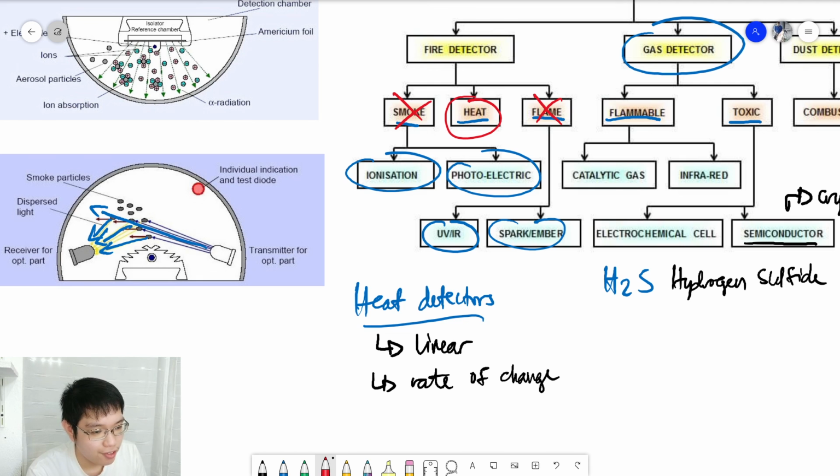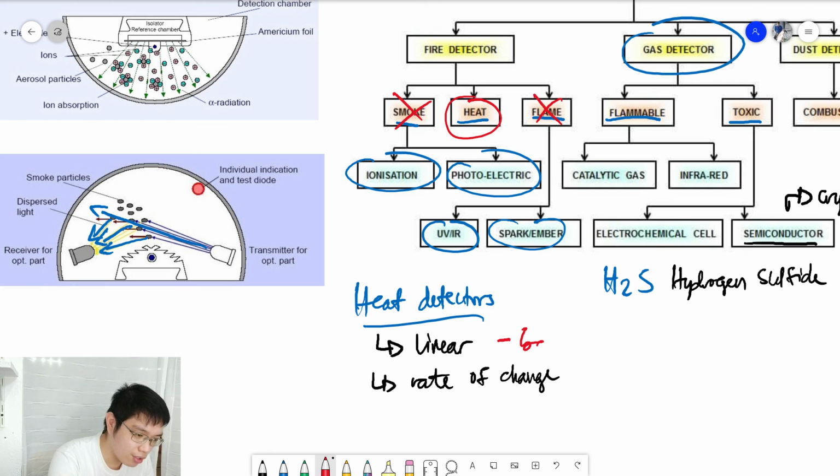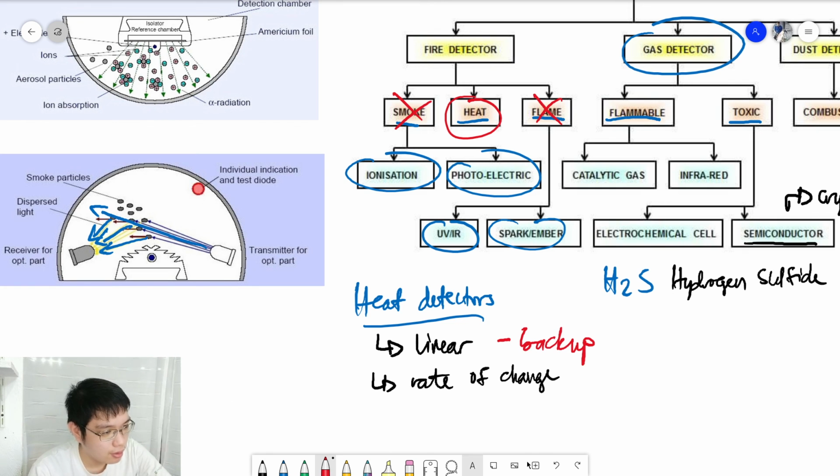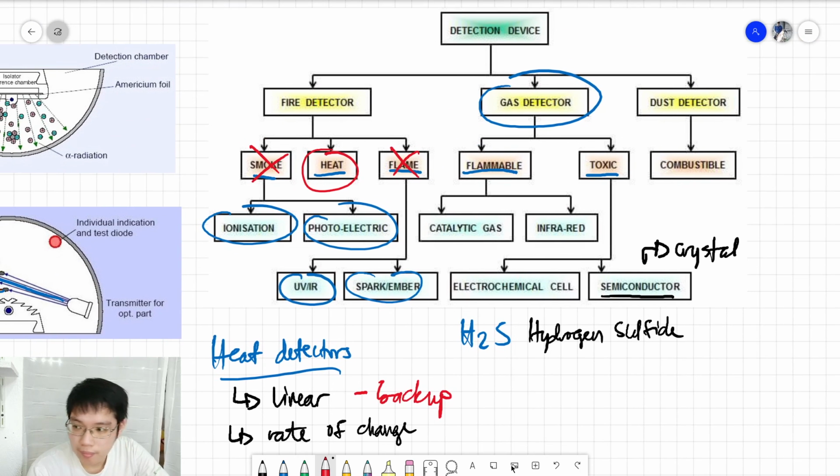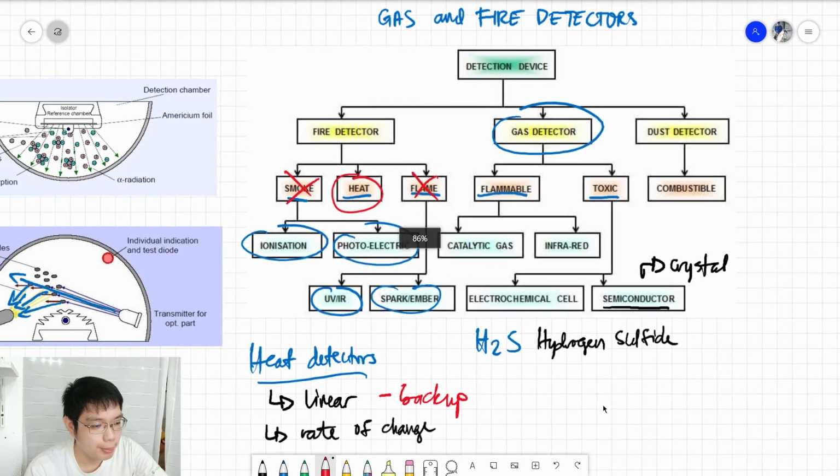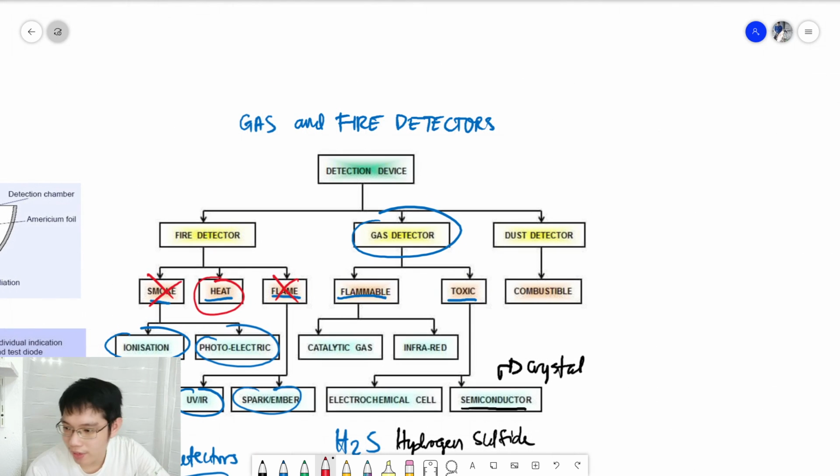Okay, and in those cases, you would have to choose between the linear and the rate of change. And if you're going to choose the rate of change, you would want a linear as your backup. Okay, so that would be all for gas and fire detectors.